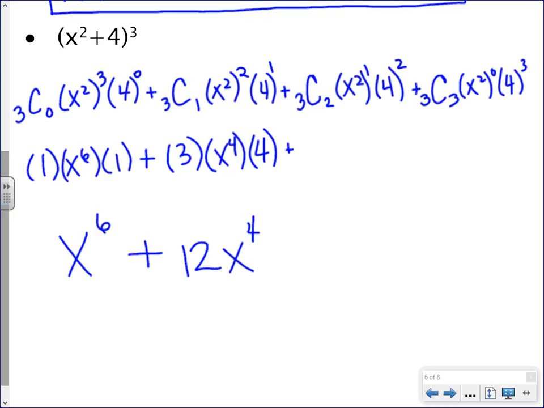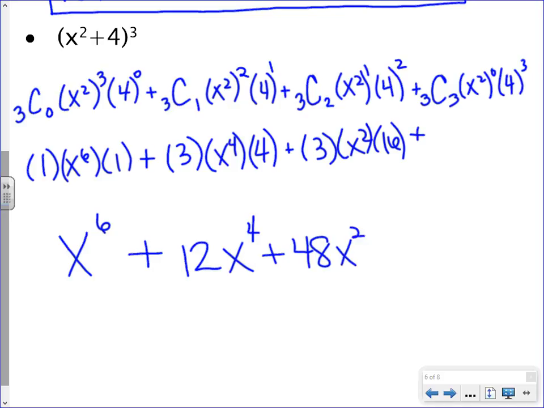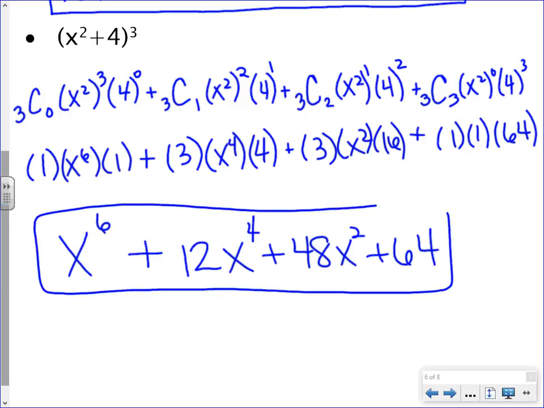Three combinations of 2 is also 3. X squared times 16. 16 times 3 is what? Okay, so then 3 combinations of 3 is 1, x squared to the 0 is 1, and then 4 cubed is 64. So our last term is 64. Bring back some memories from last year. Yes? Good.